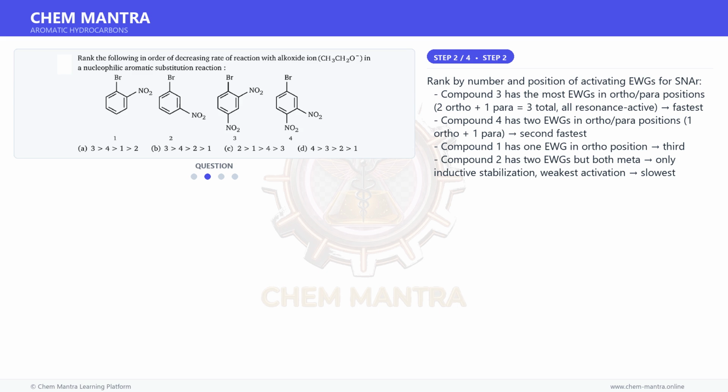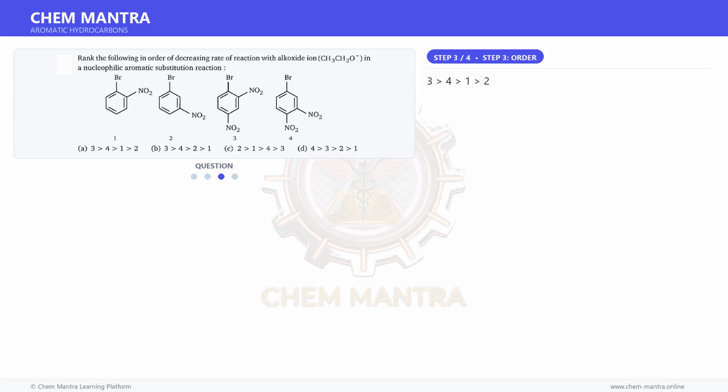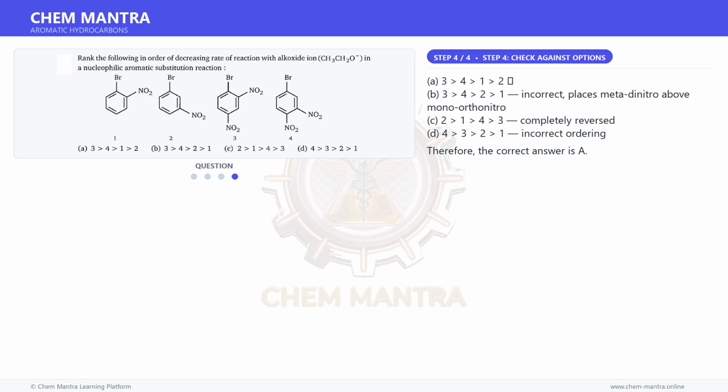Compound 1 has 1 EWG in ortho position, third. Compound 2 has 2 EWGs but both meta, only inductive stabilization, weakest activation, slowest. Moving on to the next step. The order is 3, 4, 1, 2. And for the final step.